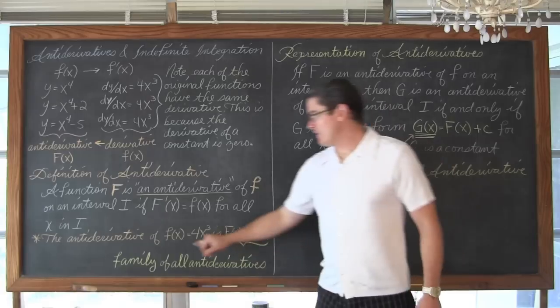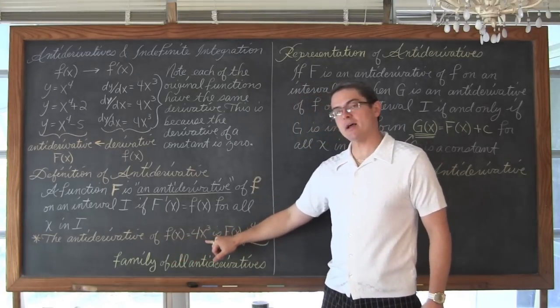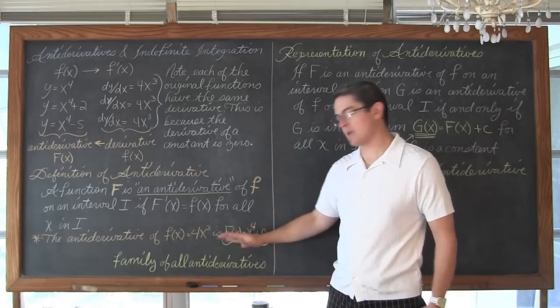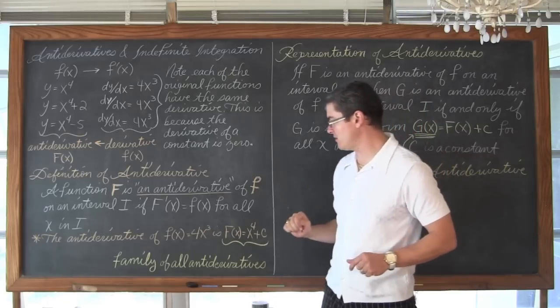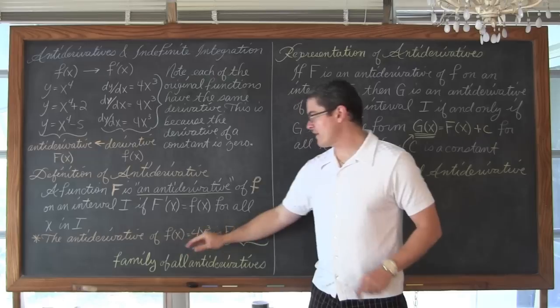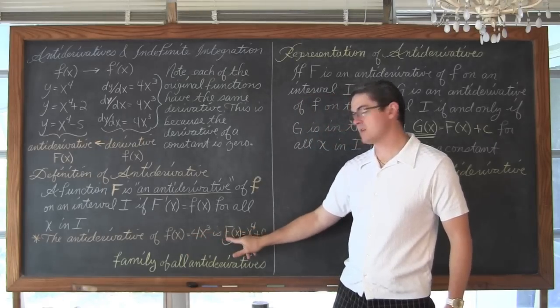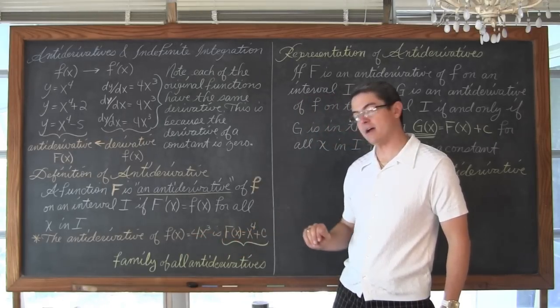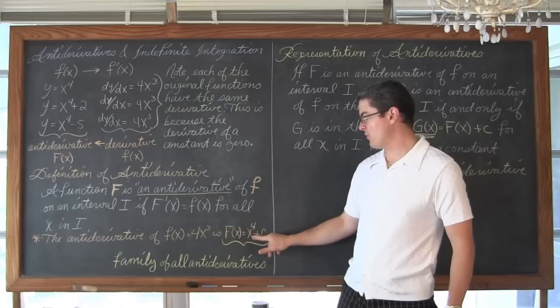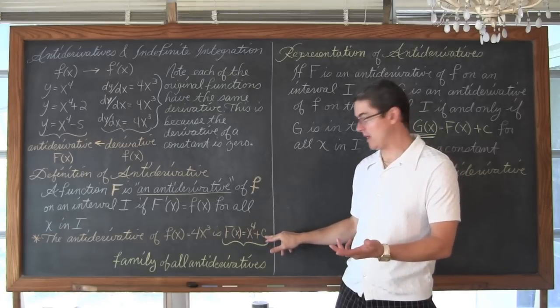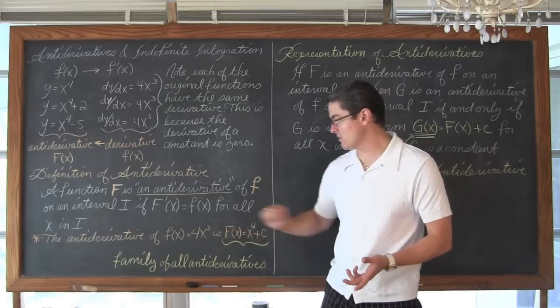The antiderivative of f of x equals 4x cubed, this is kind of getting into the formal definition I'm saying in front of you, is capital F of x equals x to the 4th plus c. The derivative of that constant is equal to 0.